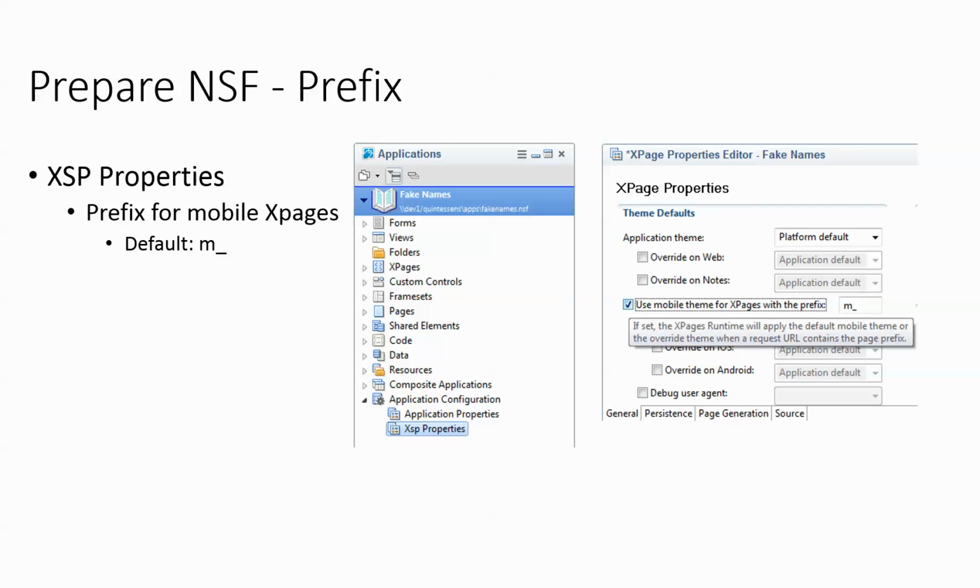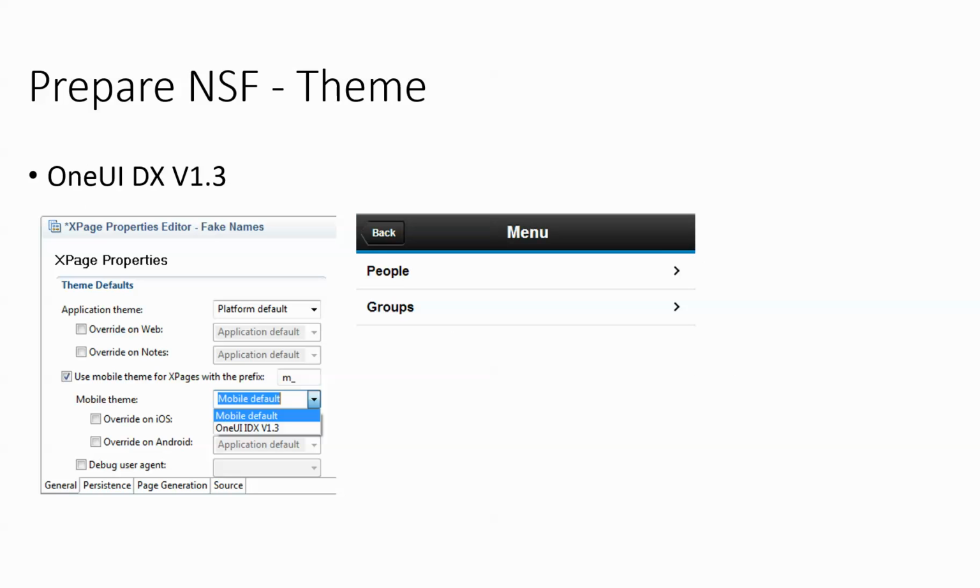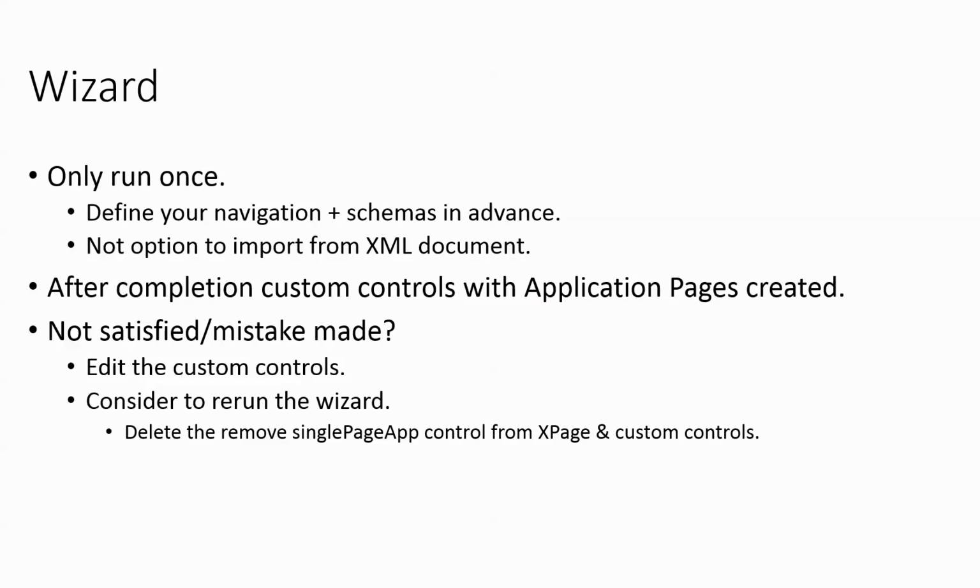First we need to prepare our NSF. In Domino Designer we set the XSP properties. We select to use a mobile theme for XPages that starts with a prefix, and the default prefix is set to M_. And we select a theme, and instead of the device default or mobile default, I choose the One UI IDX theme, which is used across other IBM products like iNotes and Connections.